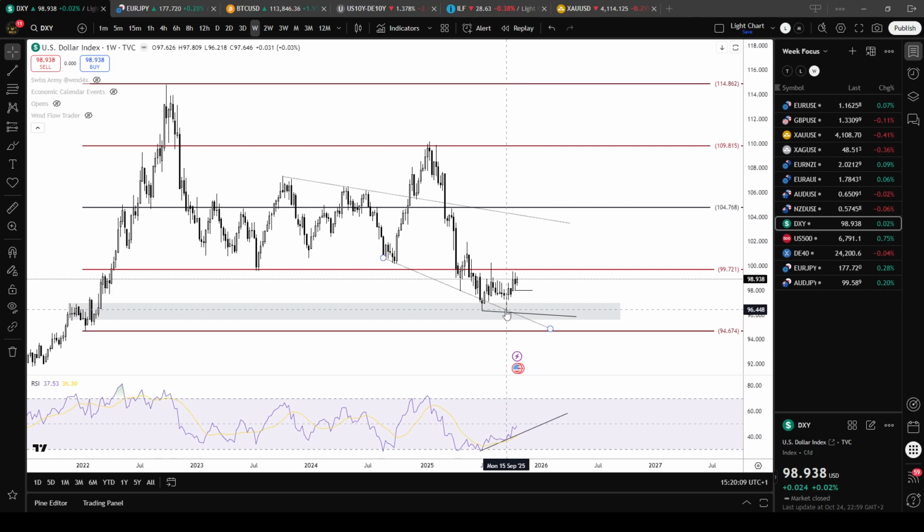We had FOMC on this date, and the reaction was pretty bullish if you're trying to catch a bottom on the dollar. We also have a weekly RSI divergence, and I don't think that's something to be taken lightly.